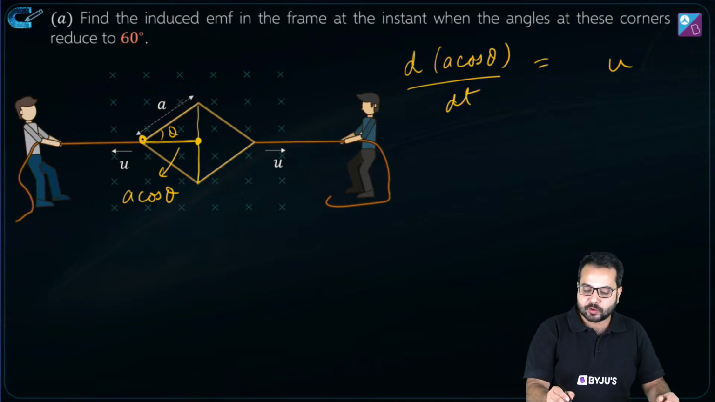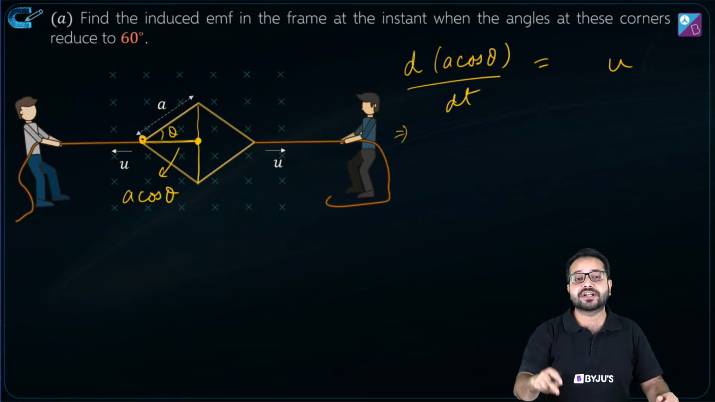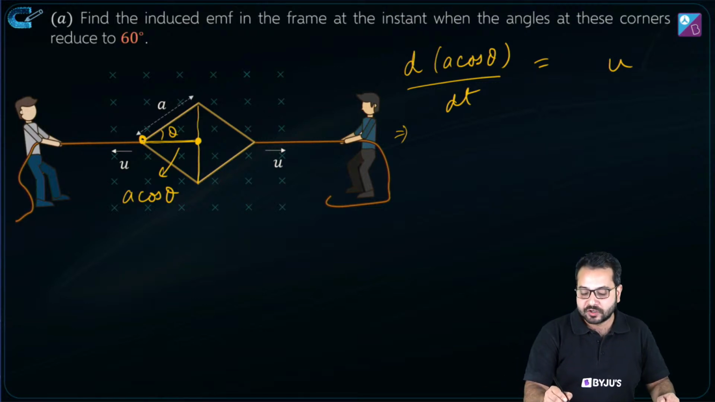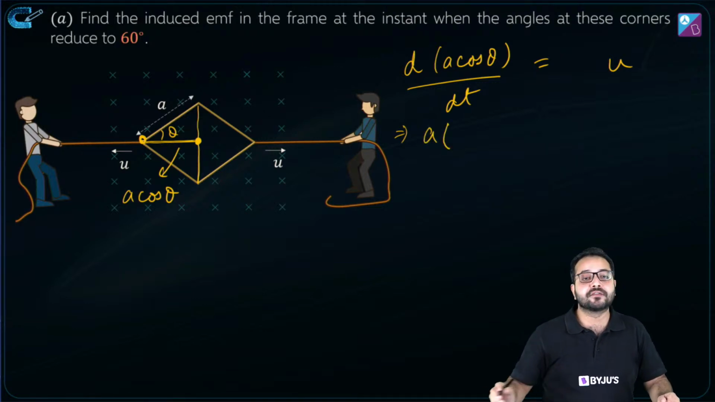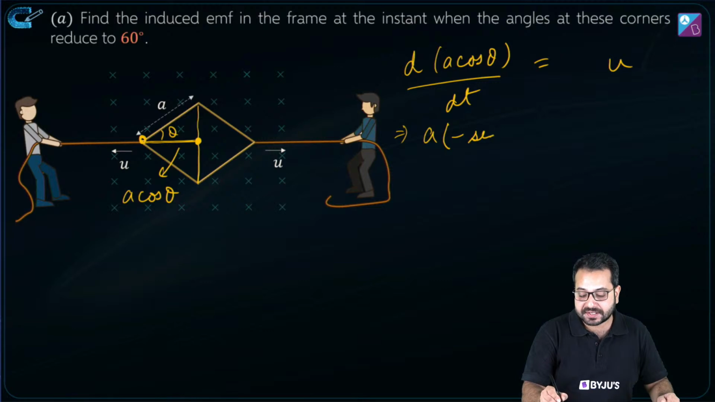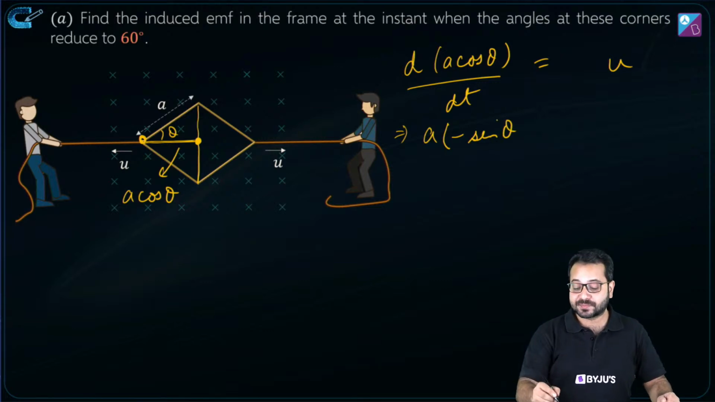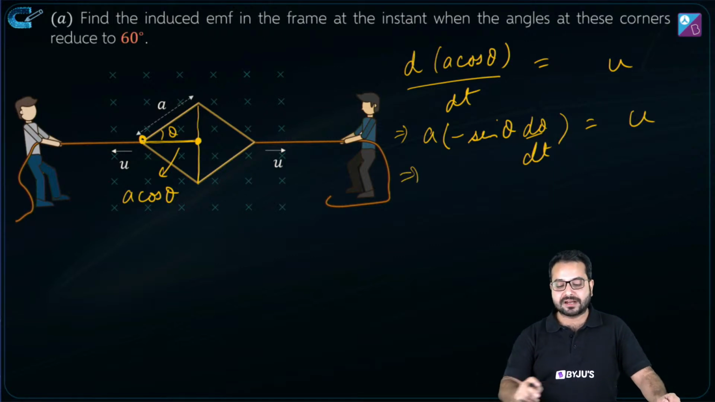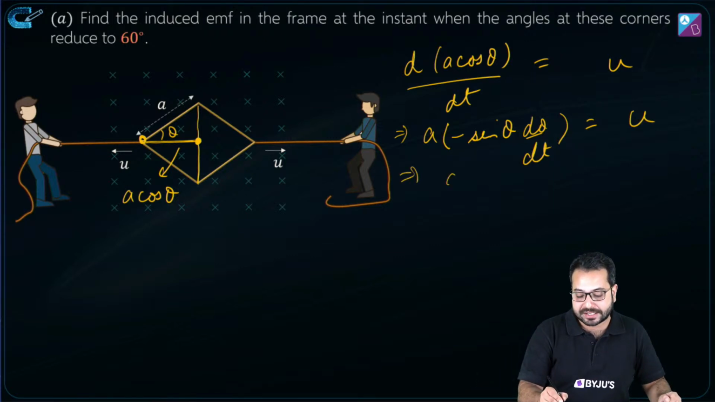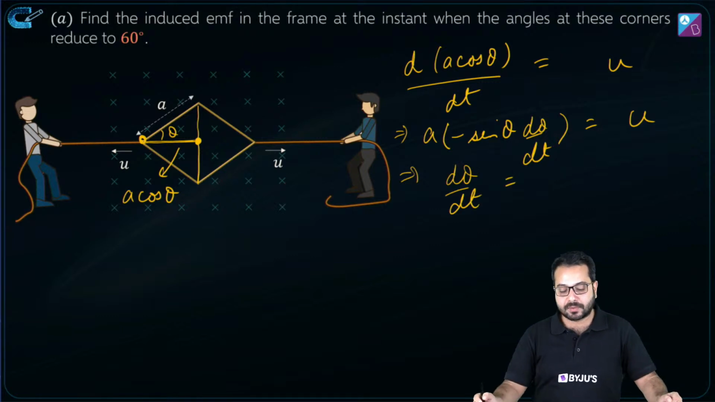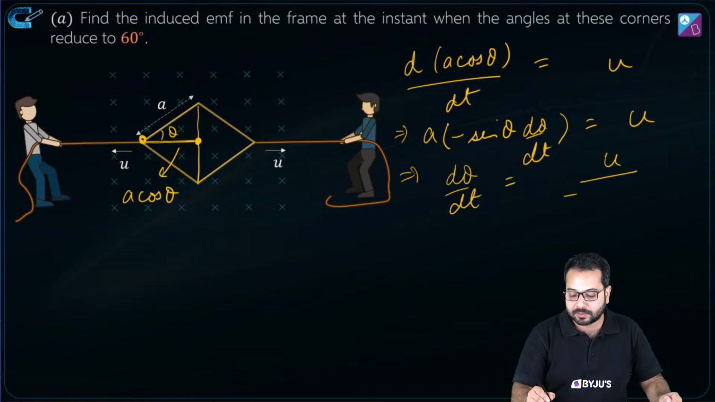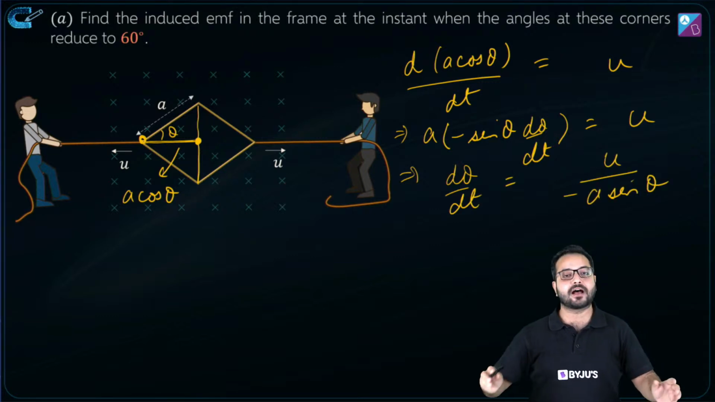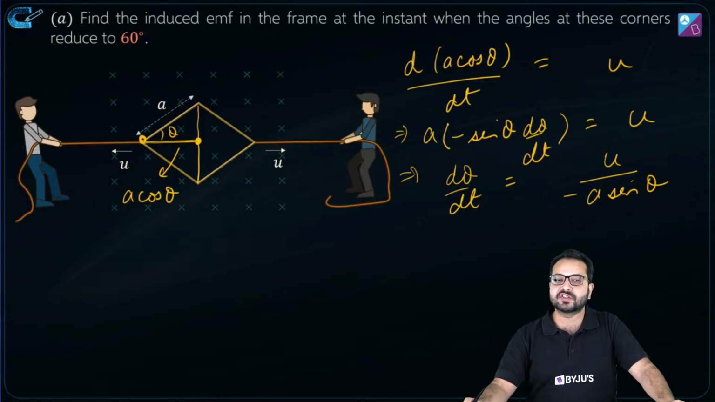Right? So from here, what can we write? Let's differentiate it with respect to time. Remember, I'm differentiating it with respect to time. So this is going to become A. The differential of cos theta is going to be minus sine theta, and then with respect to time, d theta by dt. And this is equal to u. So from here, what do we get? We get the value of d theta by dt. So d theta by dt is equal to u upon minus A sine theta. And our problem is solved.